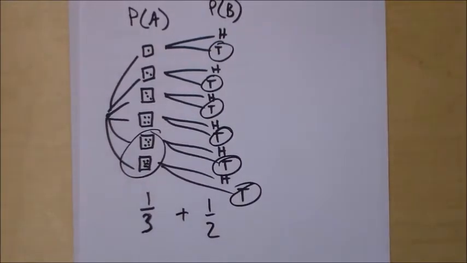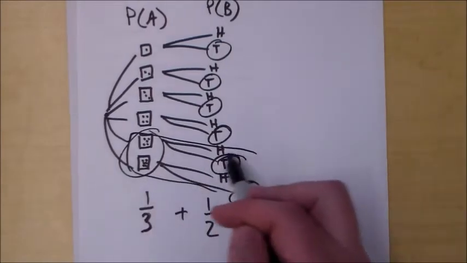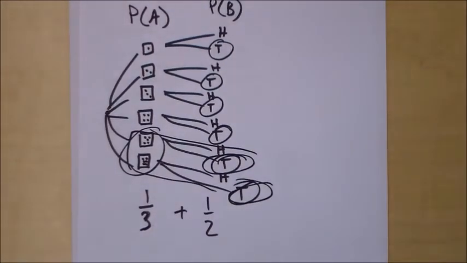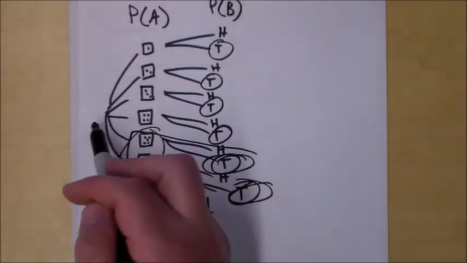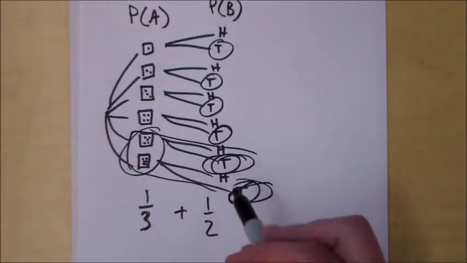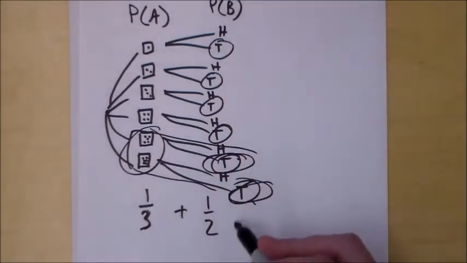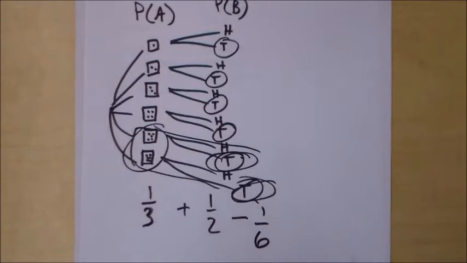But look what we're counting twice. We're counting these guys, this twice and this twice, right? We're counting them twice because we've counted them as we march through our tree diagram. We count them twice. So we have to back out the 1, 2 out of 12. So we have to back out the 1/6.